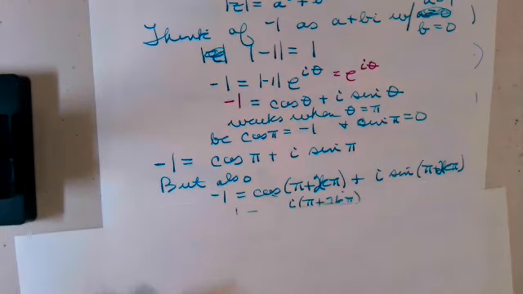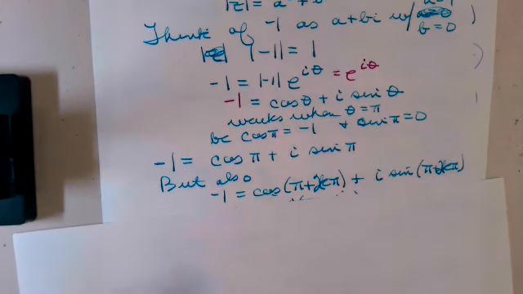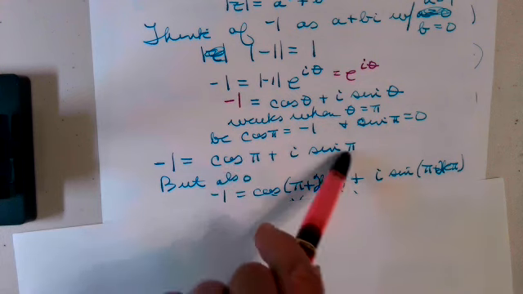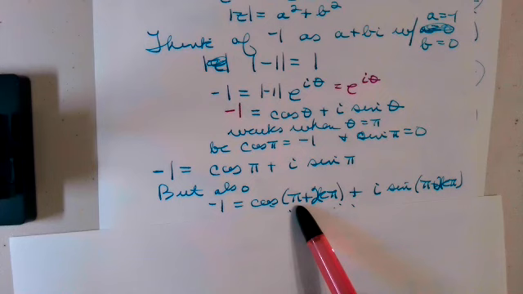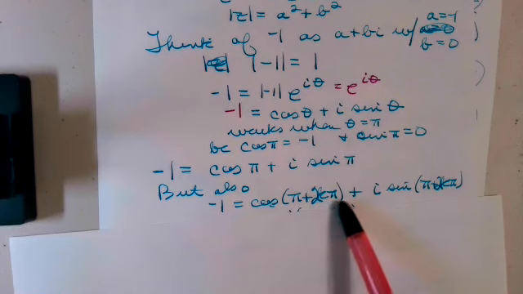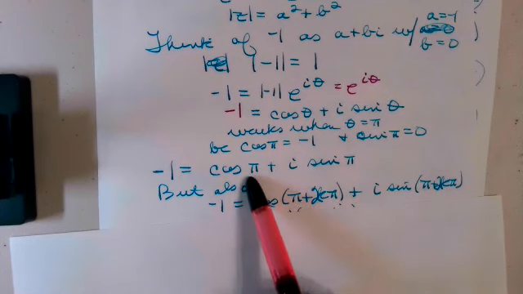So the trick comes when you realize that cosine and sine are 2 pi periodic. So if I add any multiple of 2 pi to its argument, the cosine of that number stays the same and the sine of that number stays the same. In other words, the cosine of pi plus 2k pi is the same as the cosine of pi.